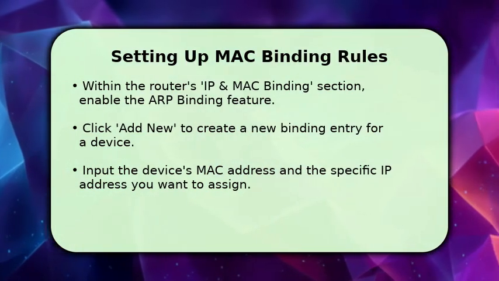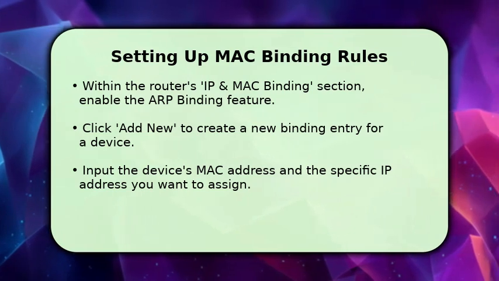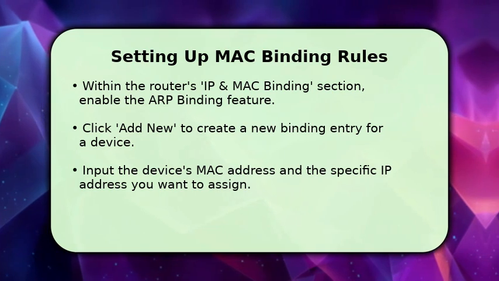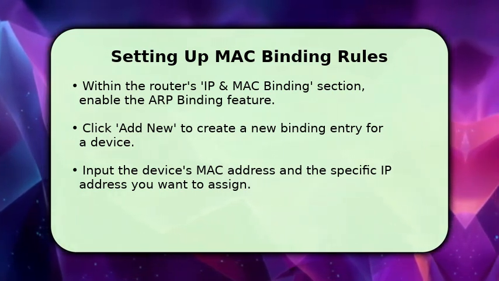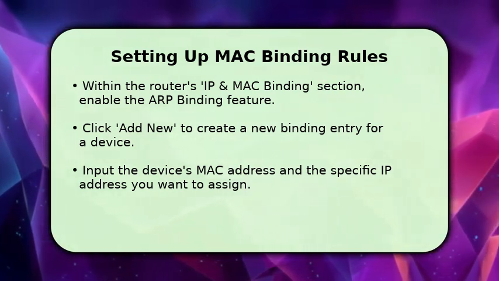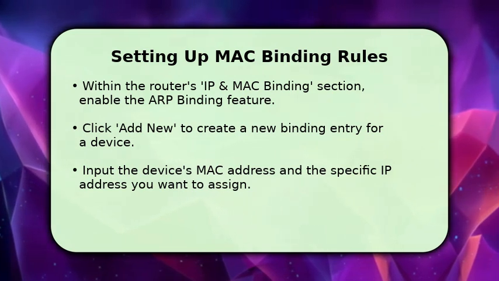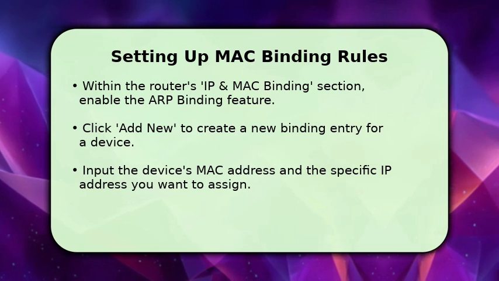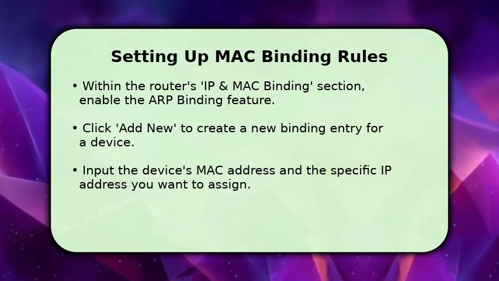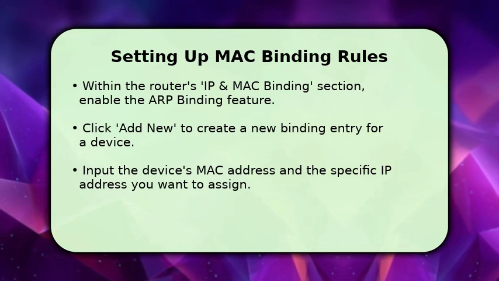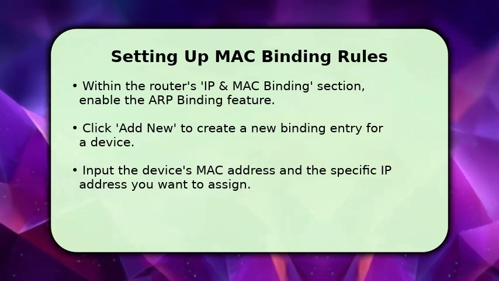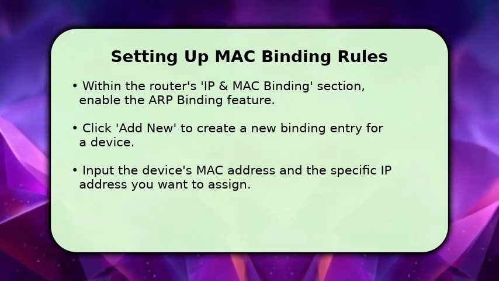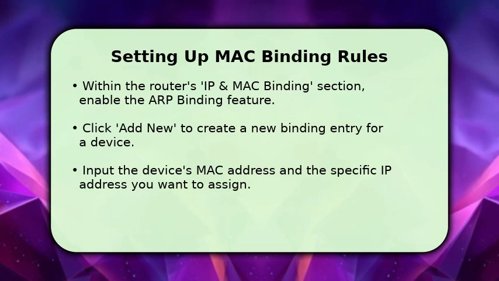Now, let's configure the binding rules. In your router's IP and MAC binding section, ensure that the ARP binding feature is enabled. Then, click on Add New to create a new entry. Carefully input the MAC address you previously noted for your device. After that, enter the desired IP address that you want this specific device to always receive. It is crucial to check the bind option for each entry to activate the binding. Repeat this process for every device you wish to include.